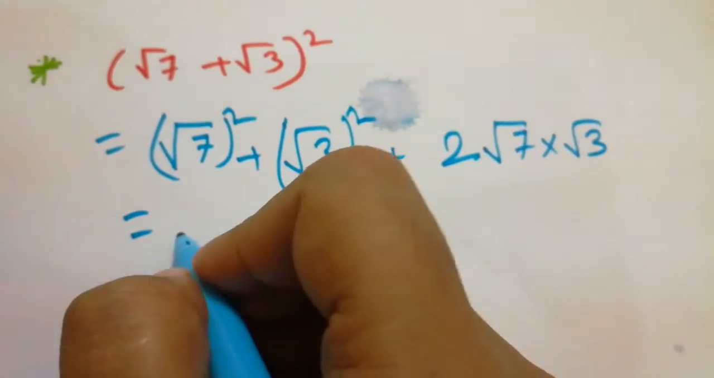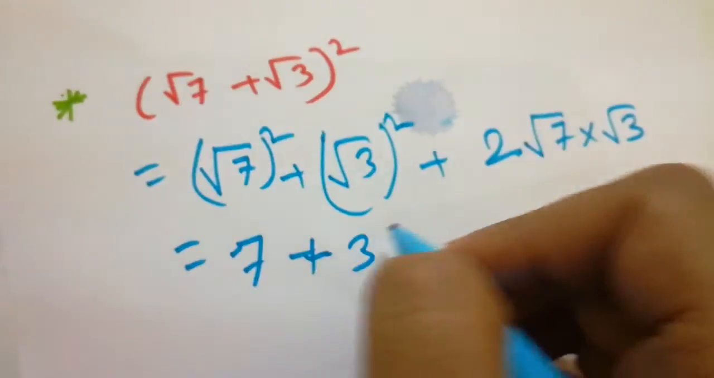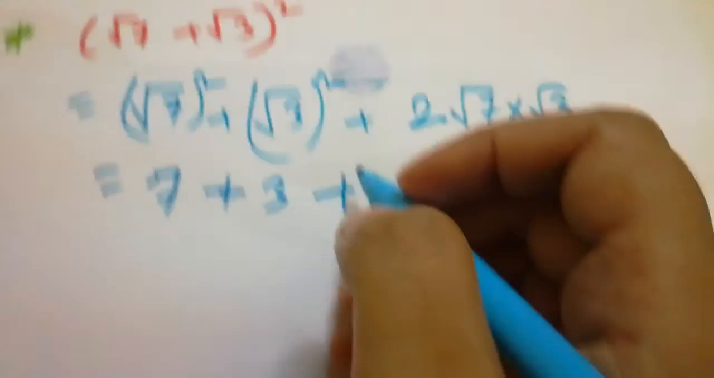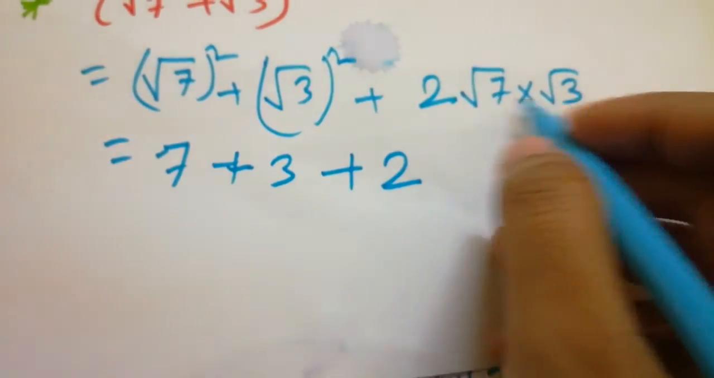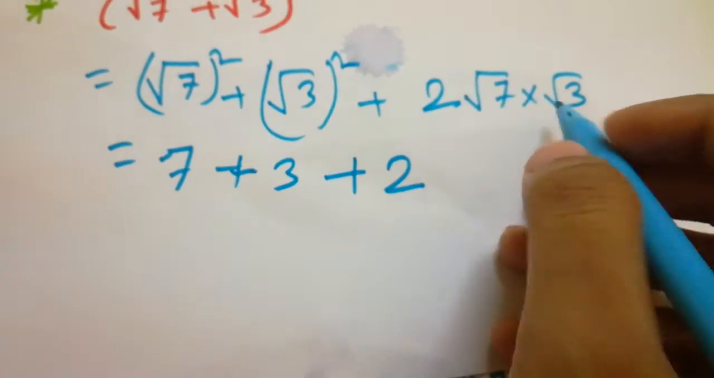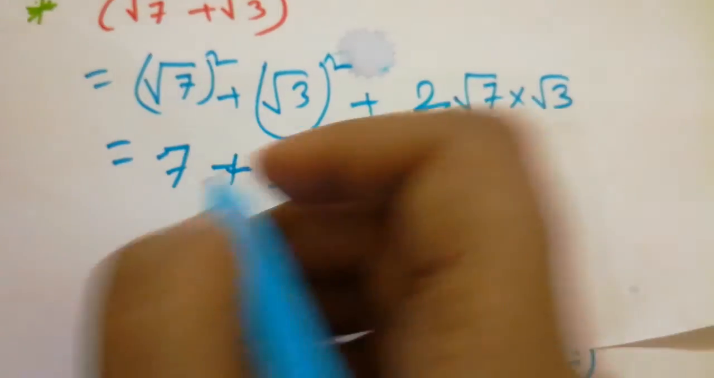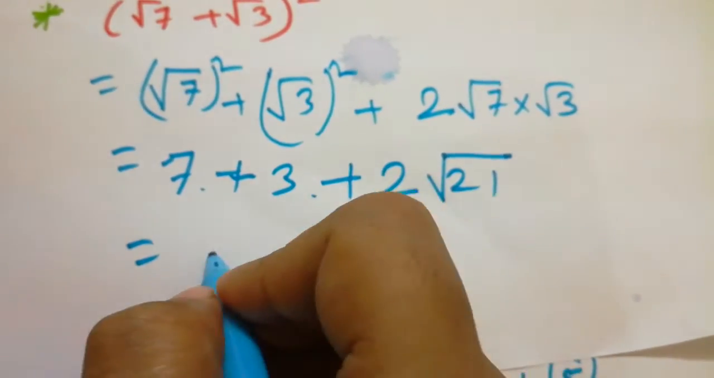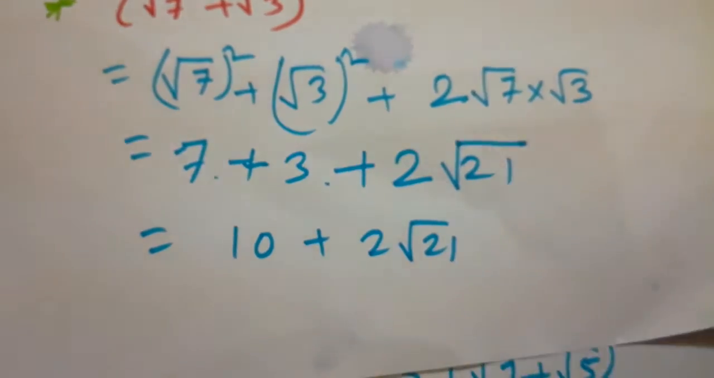Equal to root 7 square is 7, root 3 square is 3, plus 2 root 7 into root 3. We just multiply these two numbers: root of 7 into 3, that is root 21. Equal to 7 plus 3, 10, plus 2 root 21. And hence the answer.